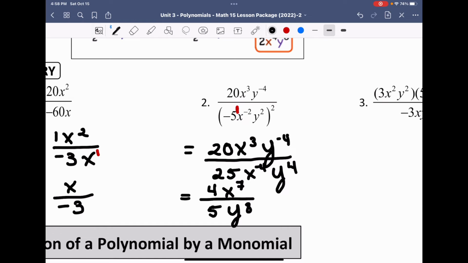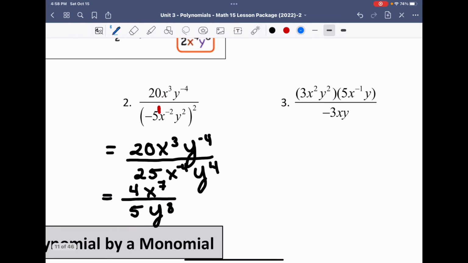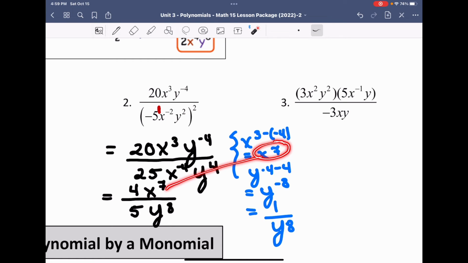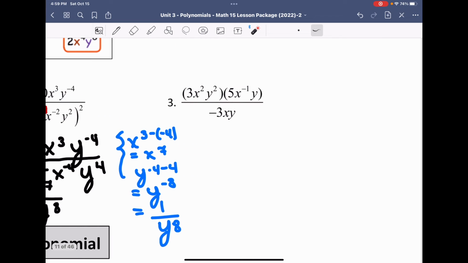Now, just for the sake of it, I'm going to show the quotient rule off to the side. By the quotient rule, we knew this should be x to the 3 minus that negative 4, which is equal to x to the 7. And then we had y to the negative 4 minus another 4, which is equal to y to the negative 8, which is equal to 1 over y to the positive 8. So we should see that we had an x to the 7 in the numerator like we did, and a y to the 8 in the denominator, just as we have here. Perfect. All right, let's go to example 3.